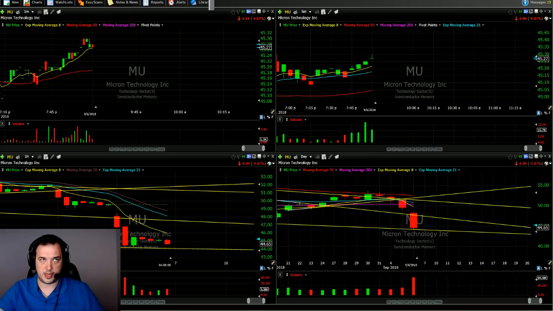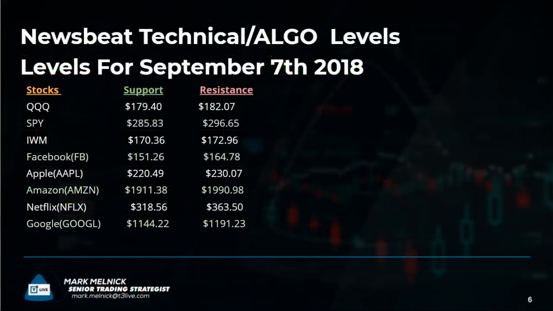Just be right. How about some Newsbeat live levels? These were pretty damn accurate recently. The Amazon low we had from the other day. Always keep this near you. These levels don't always hit, but when they do, they're fun to watch. Could go ahead and screenshot them.